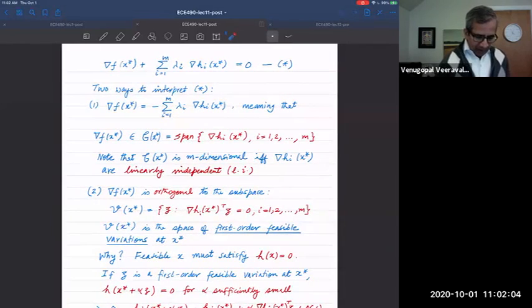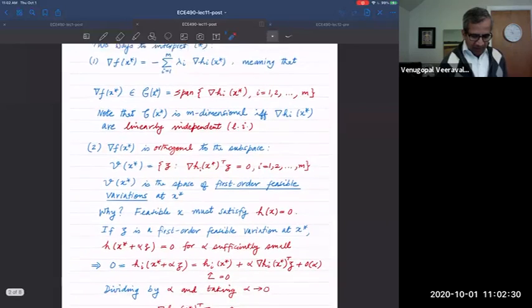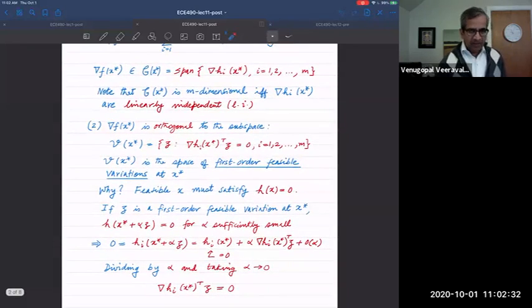And we defined those two sets: the span of the gradients, and the space that's orthogonal to the span, which is the set of all z's such that the dot product of the gradient of each of the h_i's with z is equal to 0. This was called the space of first order feasible variations, and we explained why. This will play a role in some of the discussion we'll have today, which is why I'm repeating that here.